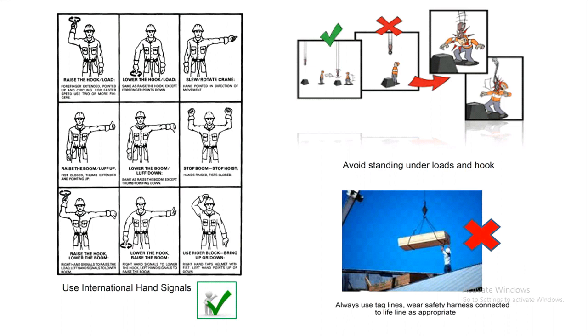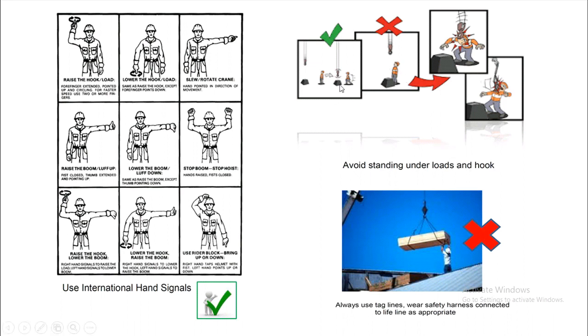So if he touches his head, use rider block, bring up or down. So the right hand taps the helmet while the left hand points up or down. This is the international hand signal.